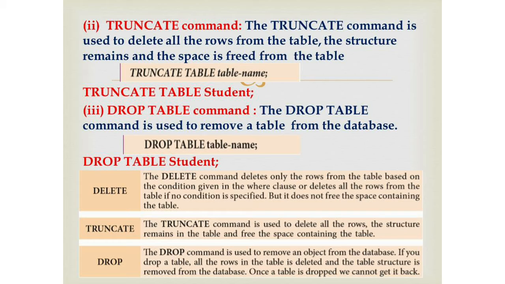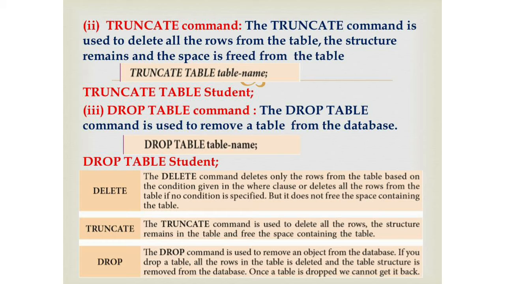Okay. Next one is the drop table command. The drop table command is used to remove a table from a database. For removing the records or rows from the table, you have to use truncate. For removing the table itself, you use the drop table command. If you drop a table, all the rows in the table are deleted and the table structure is removed from the database itself. Once a table is dropped, we cannot get it back. Keep that in mind, so be careful while using the drop table command.